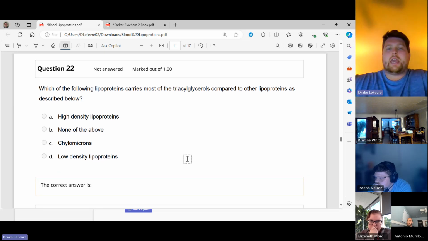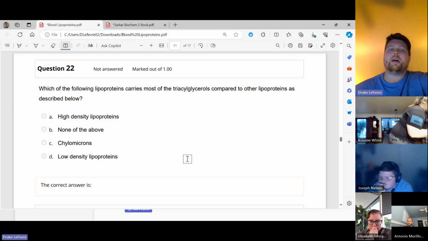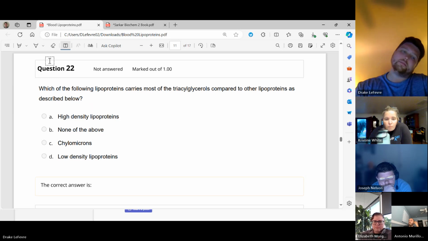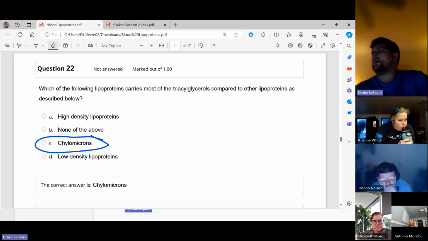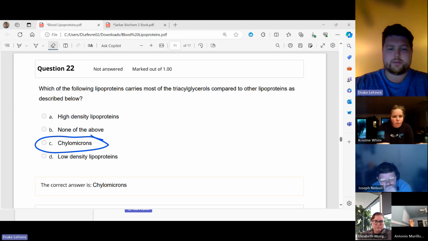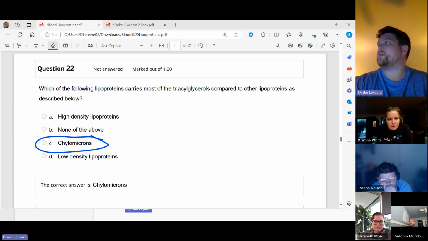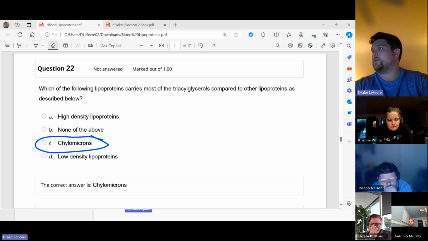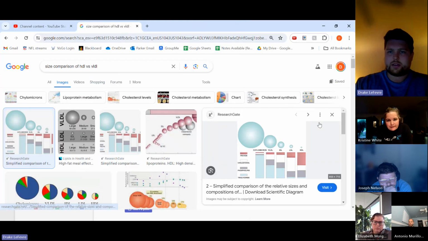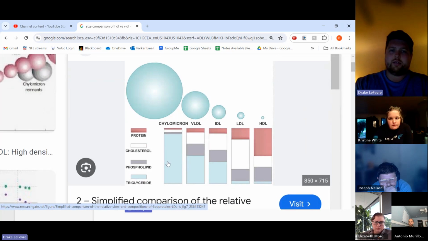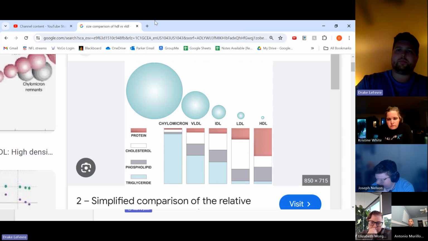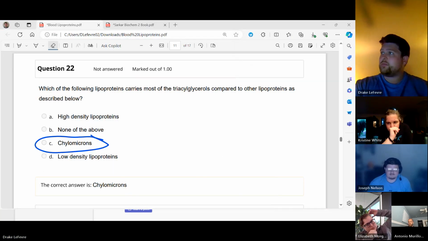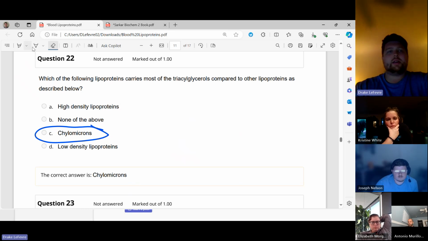Which of the following lipoproteins carries most of the triacylglycerols compared to other lipoproteins as described below? So again, these are going to be our chylomicrons. I don't think I have the picture anymore, but there was a picture that we looked at earlier. Size comparison of chylomicrons versus VLDL. Let's see if I can find it again. Yeah, this picture right here shows how much bigger the chylomicron is and how many triglycerides it carries, compared to VLDL, IDL, LDL, and HDL. See the size difference. So our chylomicrons are the ones that carry most of the triacylglycerols compared to the other lipoproteins.